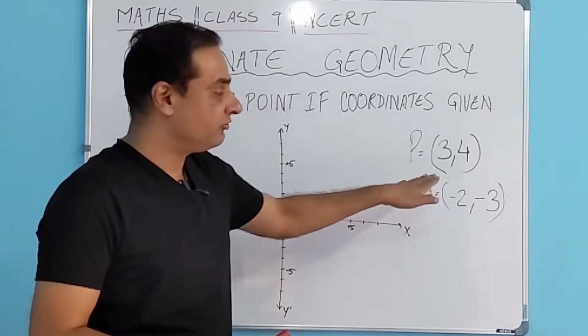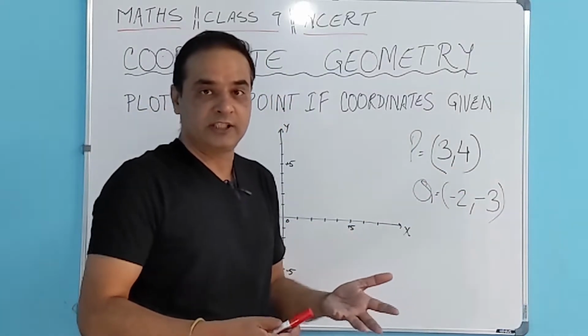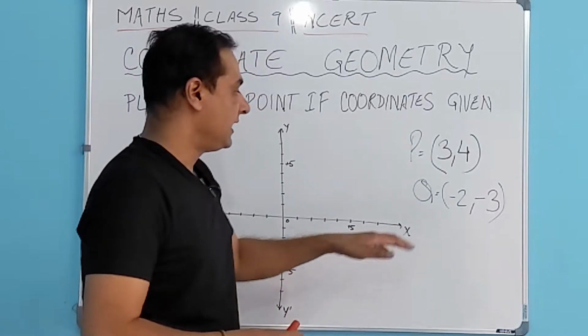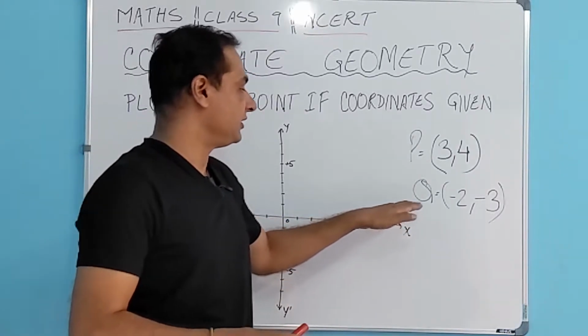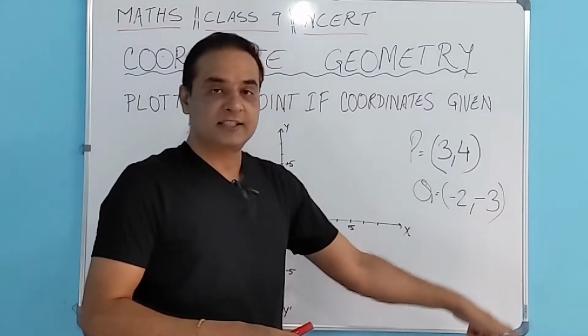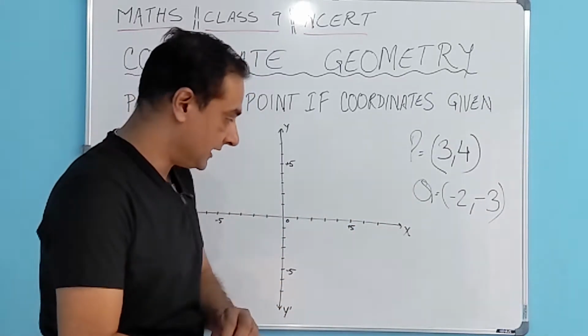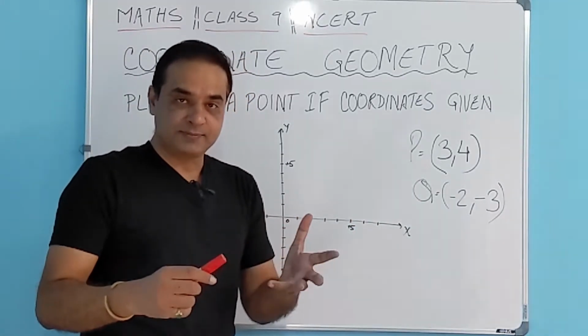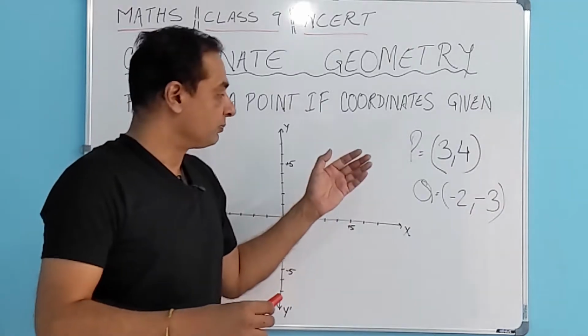Point P, which is (3, 4), we need to plot that on the Cartesian plane, and then we have the example of point Q, (-2, -3), we are going to plot that on the Cartesian plane. So let's look at these steps we need to follow to plot these points.